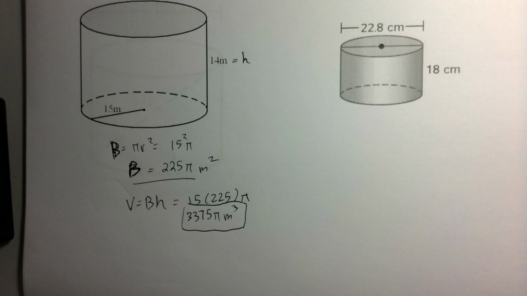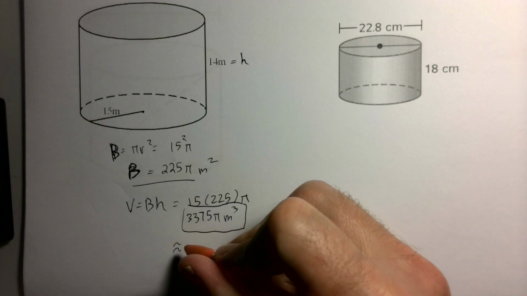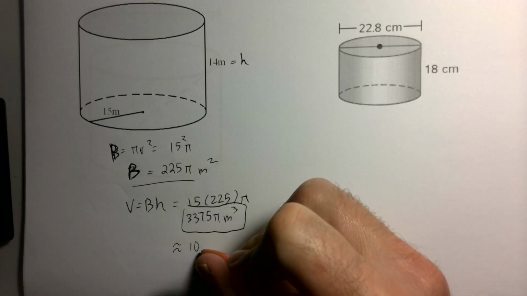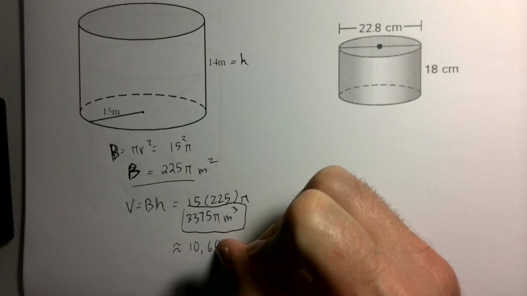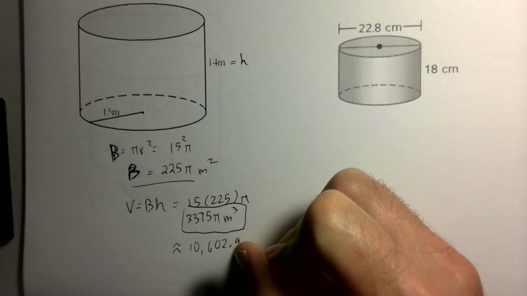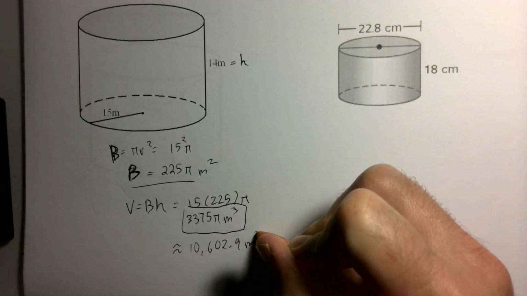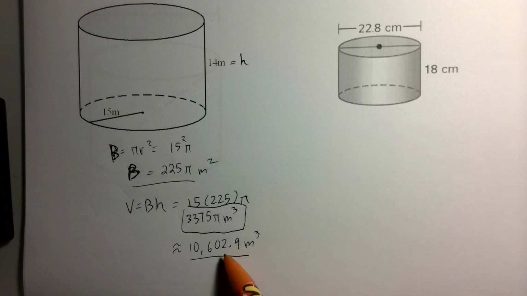If they tell us to round, then we can actually use that pi button on our calculator, and that comes out to be approximately 10,602.9 cubic meters. So this is an estimate, that's an exact. So just be really careful. If they want the exact one, you leave it with pi. If they tell you to round, well, you just round however they tell you.